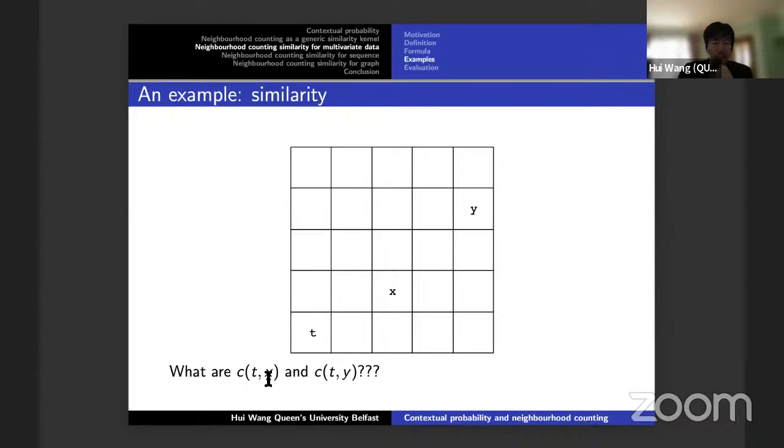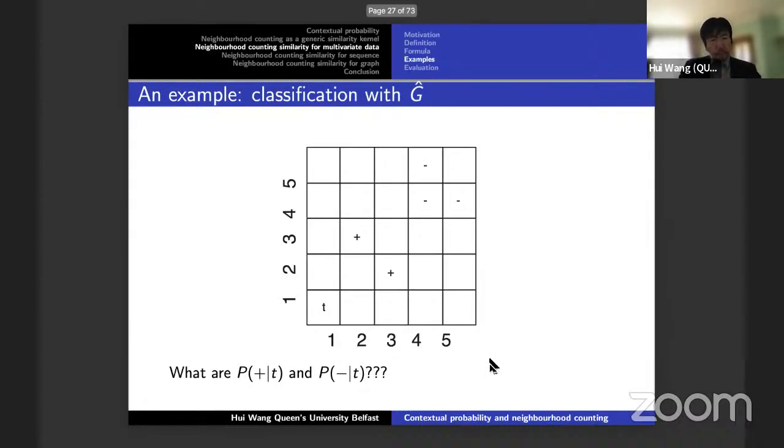So the C of T and X would be 3 multiplied by 4 to give us 12. So 12 should be this CTX, and then that one can be calculated similarly. Okay, and we can calculate the similarity as I showed earlier.